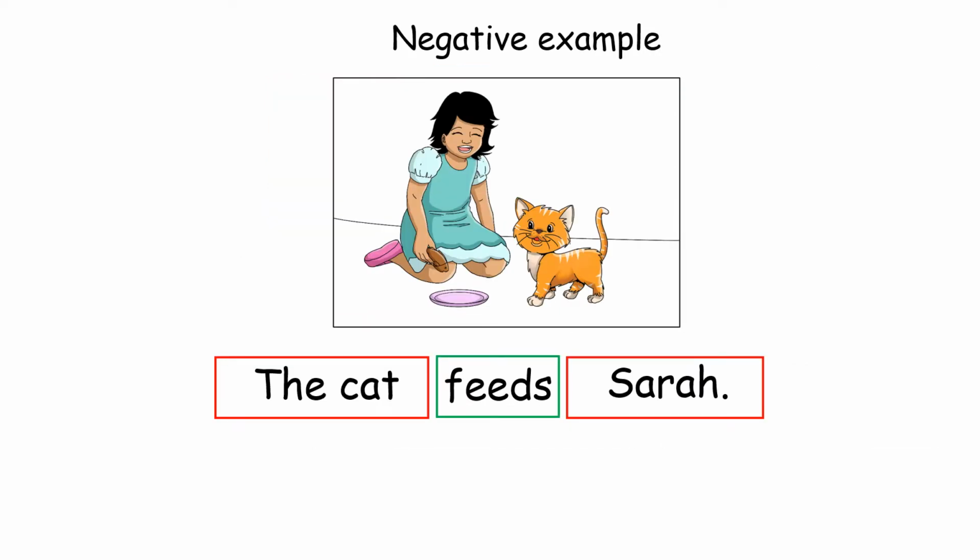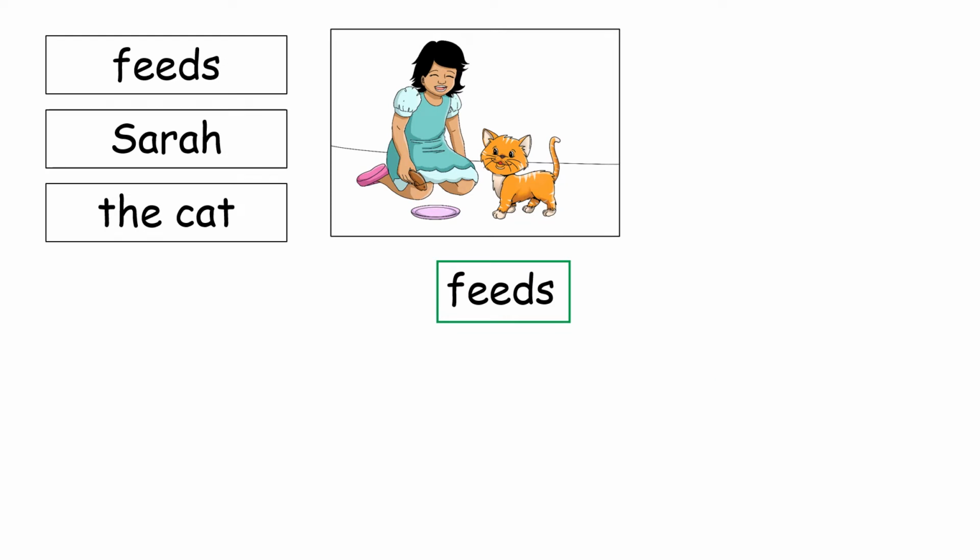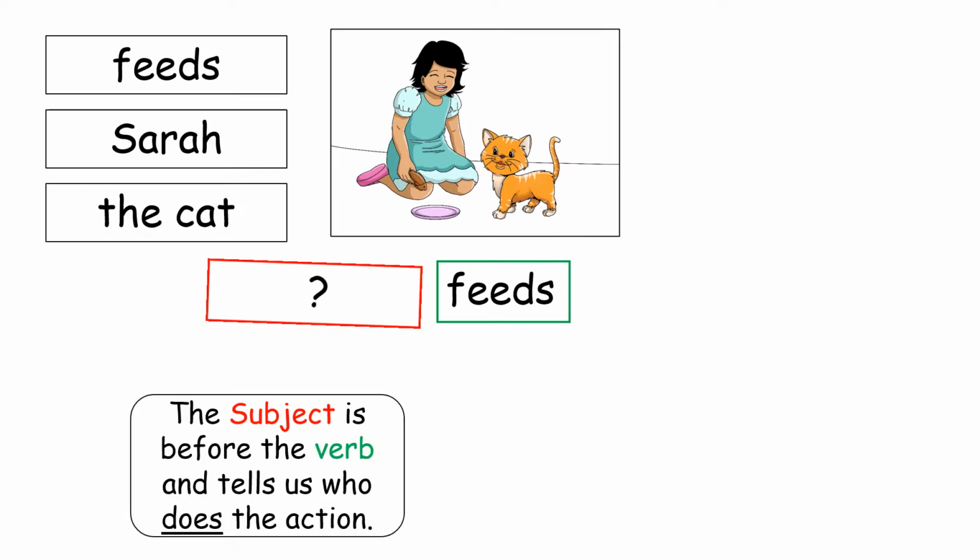Here's a negative example. The cat feeds Sarah. Now, which is the subject and which is the object? Here are some helping words: feeds, Sarah, the cat. The subject comes before the verb and tells us who does the action. So which is the subject here? Is it Sarah or the cat?